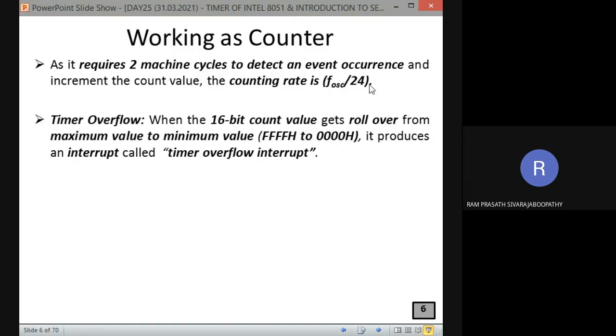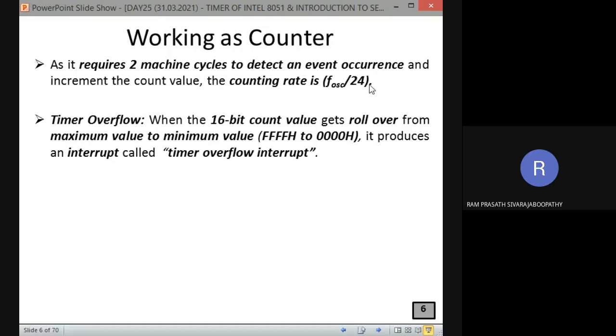Fine. Then here also, when the count changes from the maximum value to the minimum value, it produces an interrupt. Here also we are going to say timer overflow interrupt. See, the input to your timer is getting changed, that's all. But the operation of the timer or counter is going to remain the same. Do you understand what I am saying?